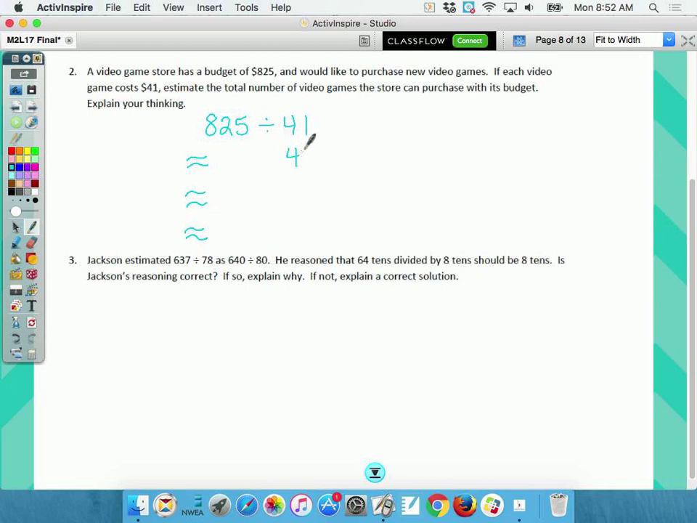41 rounds to what? 40. Okay, now what will I make 825? What's the easiest thing to do? 82? 80. 80. 80. Correct? Yes. Okay. So if I cross off 1 zero here, I get 80 divided by 4, which is 20. So they could afford to buy how many video games? At least 20. That was easy. Okay, let's see if this one's that easy.